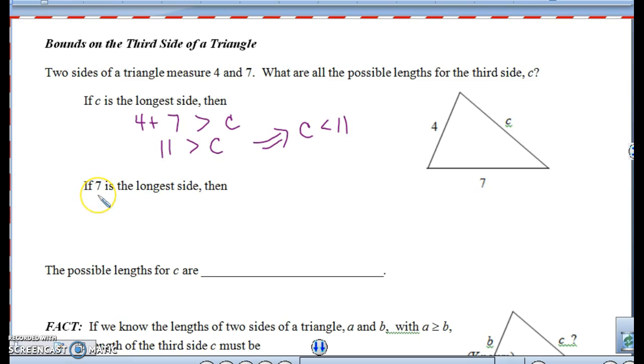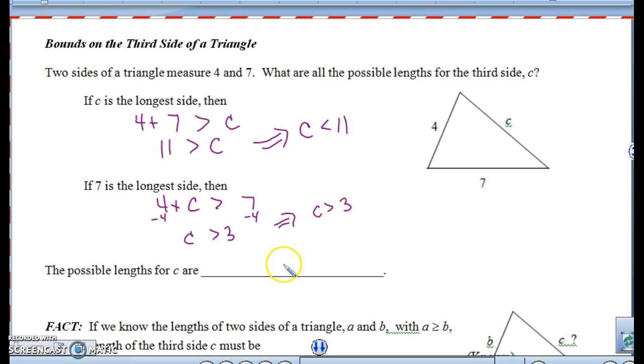Now, if 7 is the longest side, that means these two added together have to be greater than 7. So let's see. 4 plus C has to be greater than 7. The sum of two sides has to be greater than the third side. Solve this for C. Subtract the 4, and that gives me C is greater than 3. So my values of C have to be greater than 3, but less than 11.